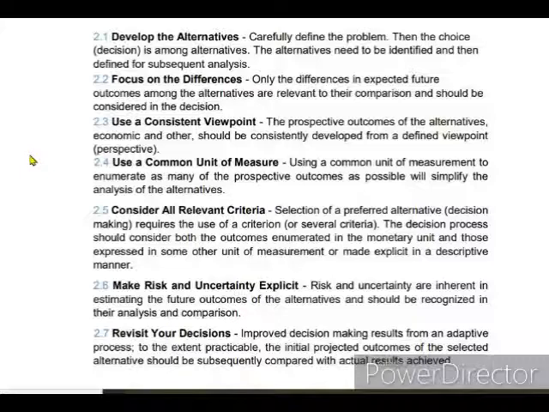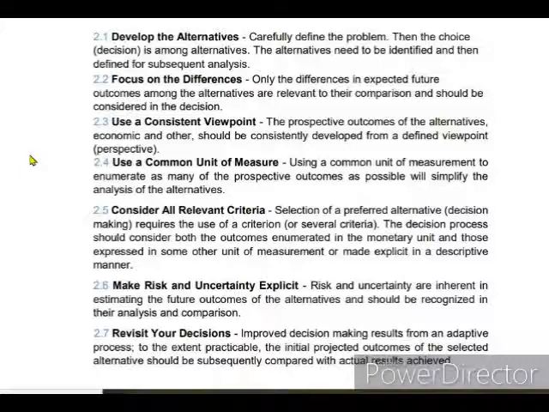Next, 2.2, focus on the differences. Only the differences in expected future outcomes among the alternatives are relevant to their comparison and should be considered in the decision, because we are after the outcomes here. So for the differences in outcomes, we will weigh every outcome of the alternatives.